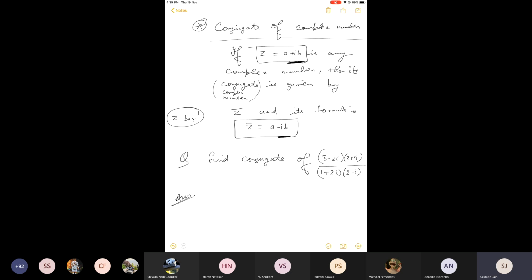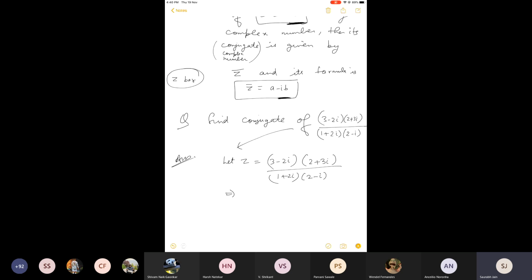See, conjugate is easy, but here the first thing that you should do is simplify this complex number. So let us denote it by z. Let us simplify this first. Then the conjugate can be written in one single line. So the question is basically dependent on simplifying this particular complex number. Let us simplify the numerator. 3 into 2, 3 into 3 iota minus 2 into 2 iota into 2, then minus 6 iota square. In the denominator it is 2 minus iota plus 4 iota minus 2 iota square.